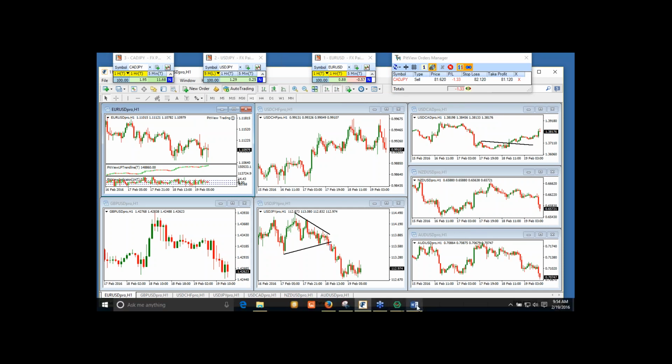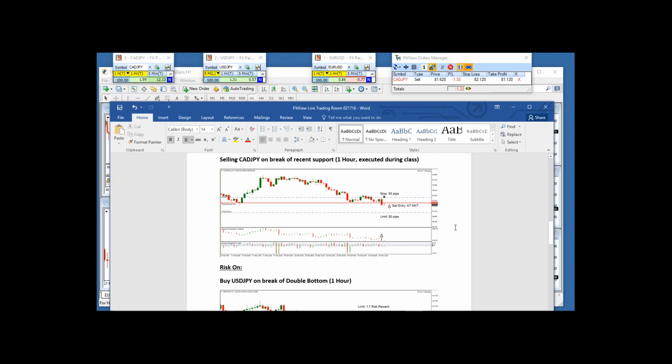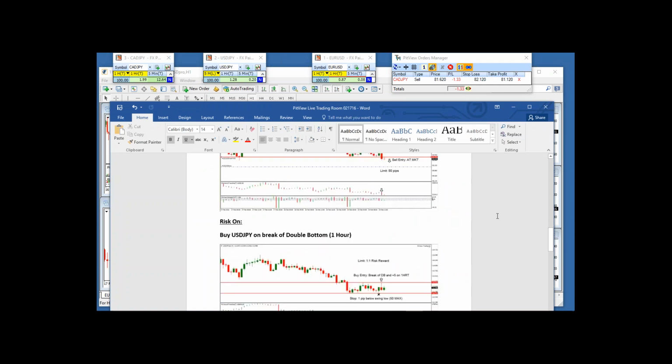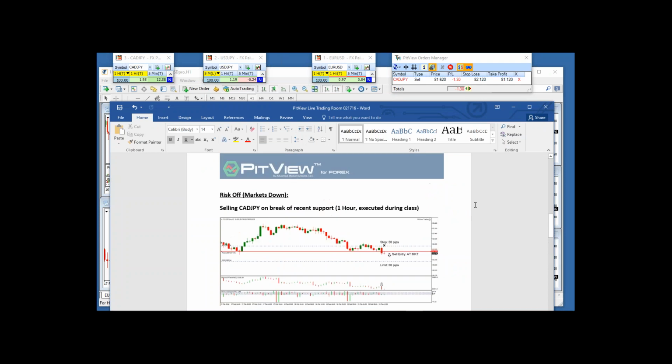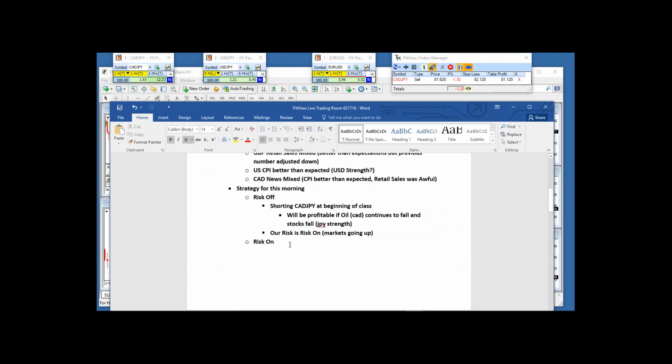Pretty simple scenario here today, folks, though. Market continues down. We're already short CAD yen. Comes back up, starts to go back into positive territory. You can look for that potential opportunity on dollar yen.